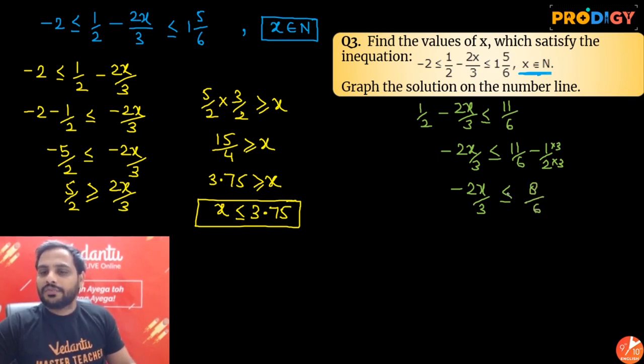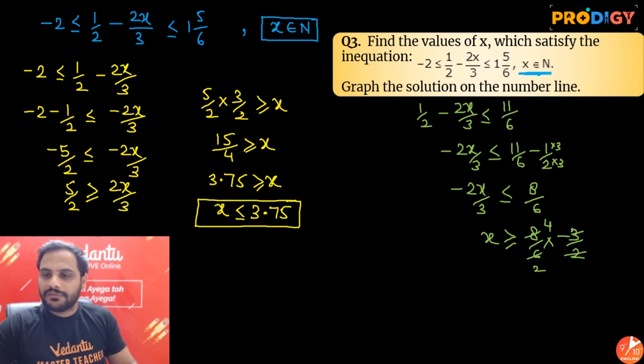Shift minus 2 by 3 over there. Since it is a negative number, if I am shifting from multiplication to division, it will change the sign. So 8 by 6 into minus 3 by 2 will become minus 4 by 2, and so x is greater than or equal to minus 2.